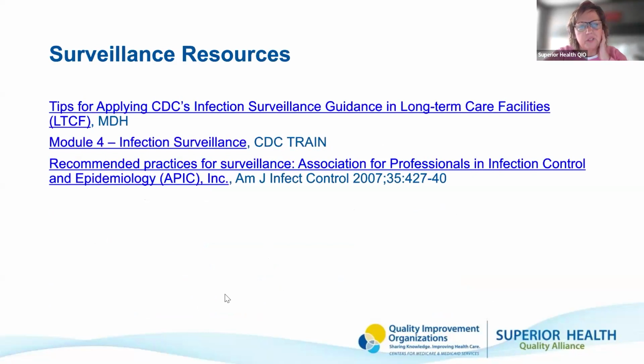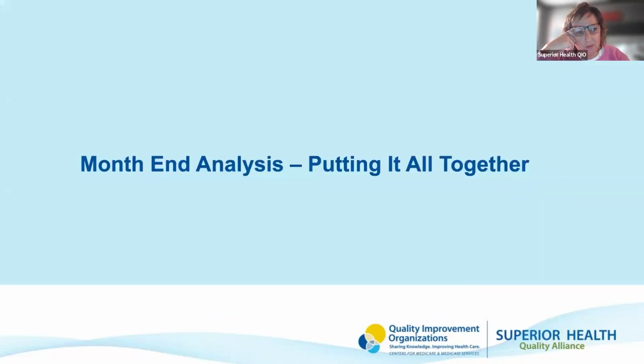And here's some surveillance resources. Module 4, which, if you took the CDC TRAIN course, is just good to go back and look at. APIC had this article about recommended practices for surveillance, and it was an excellent article. And then we'll talk about month-end analysis next week because we're running close to time.